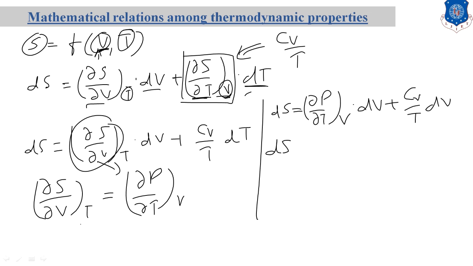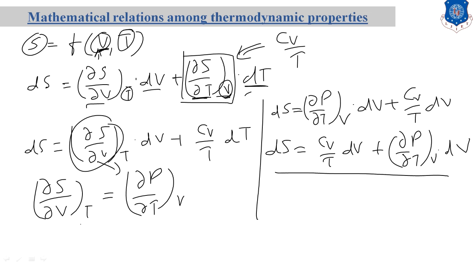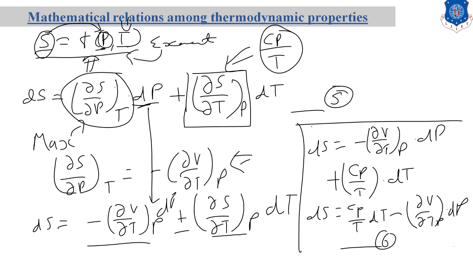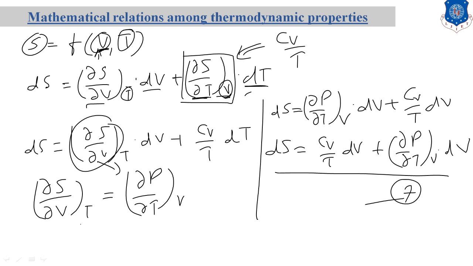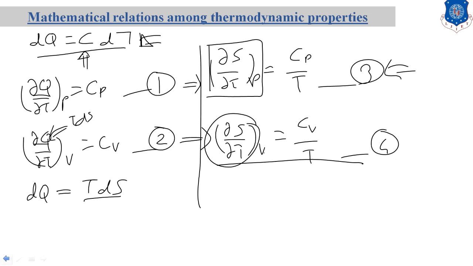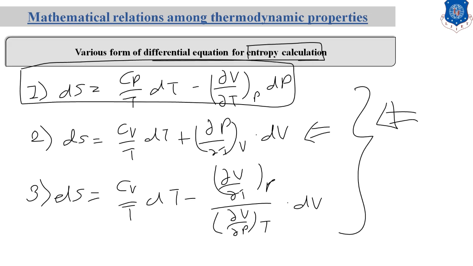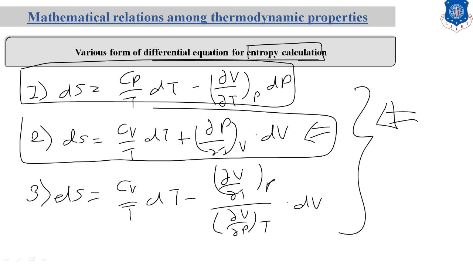So rearranging this equation, it becomes Cv upon T into dT plus del P upon del T at constant volume into dV. So it becomes our equation number 2 which we have to derive, and this becomes our equation number 7. So this is the same as the equation number 2 which we have to derive: dS is equal to Cv upon T dT plus del P upon del T at constant volume into dV. So this becomes our second equation.